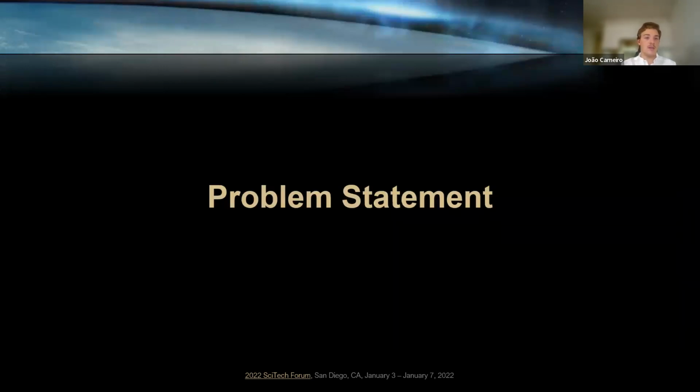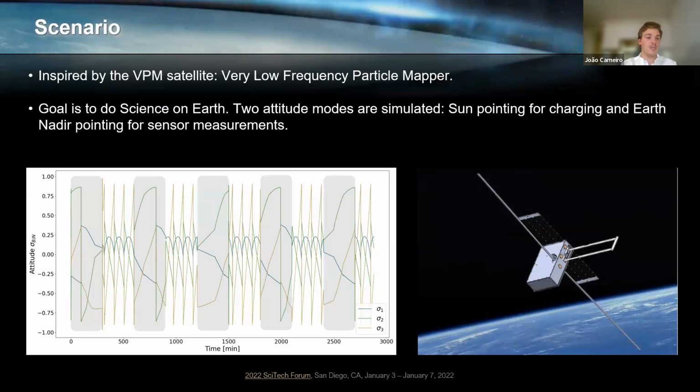For the problem statement, the scenario is quite simple. It was inspired by the VPM satellite with the goal to do science on Earth. Two attitude modes are simulated, a sun pointing for charging up the batteries and an Earth pointing for generic sensor measurements. These attitude modes change every 5 hours, as you can see in the bottom left image.